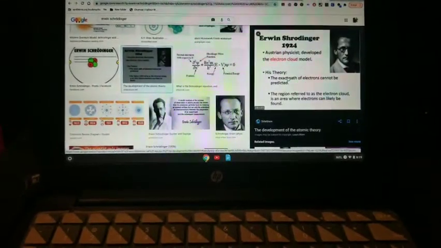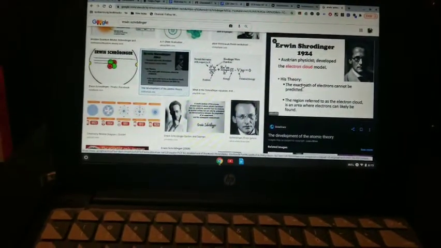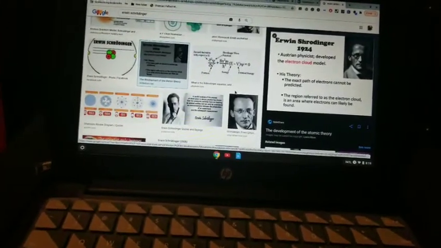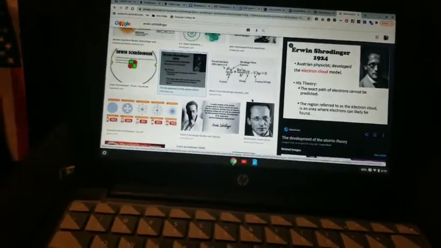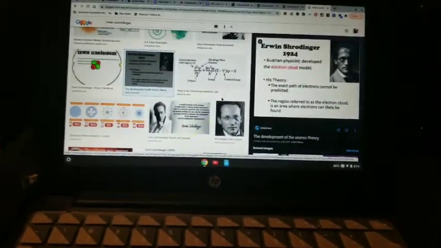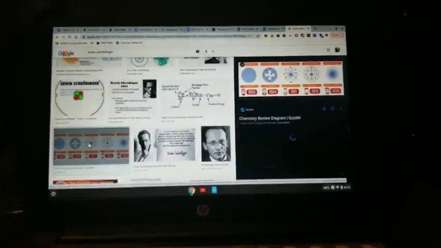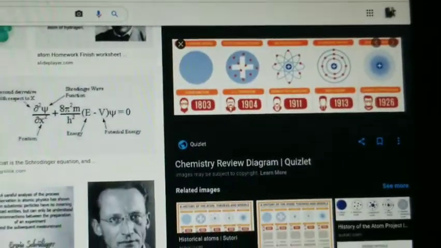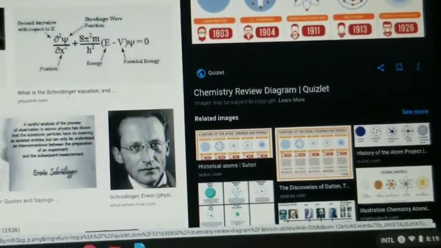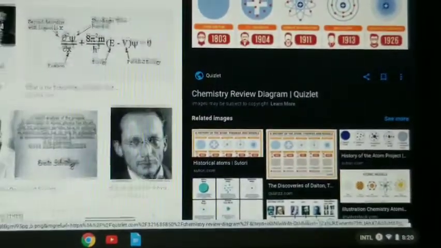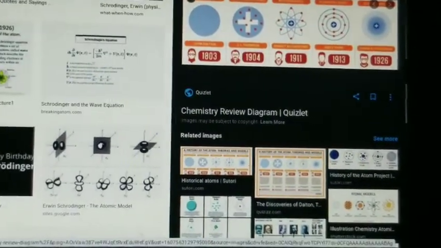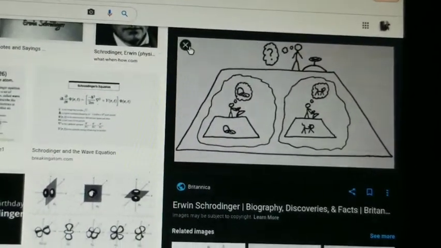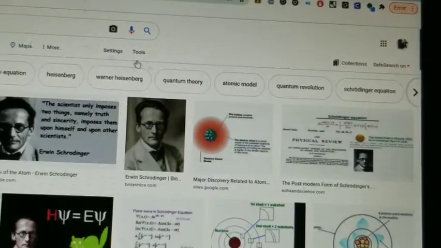He developed the electron cloud model. The electron cloud model basically has a high exact path of electrons that cannot be predicted, meaning that his region with first electron cloud could have basically failed. With the review diagram of chemistry, we can define these things. You can actually define the things that he created. When creating an atom with any class, most people draw diagrams for the example of minecarts. Ernst Schrödinger is basically famous for the quantum theory.